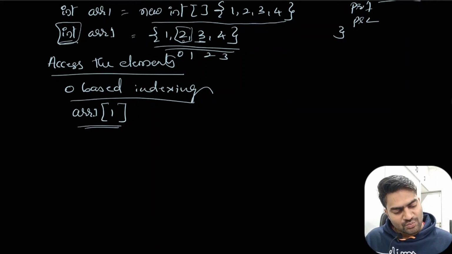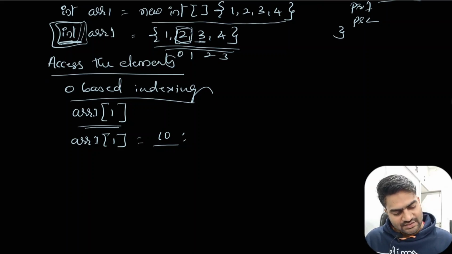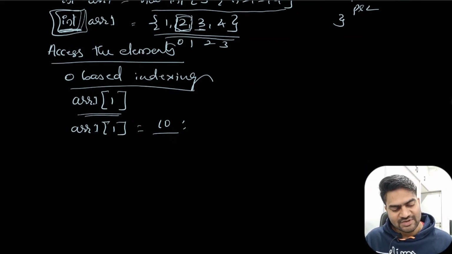Now if I want to make some modification, say for example I want to change this 2 to something else. So what I can do is array1 of 1 equal to my new element, and whatever the new element I give should be of the same type, which means it should be an integer number. So I can say some 10. This way it will replace this 2 with the value 10. This is how we access the elements.